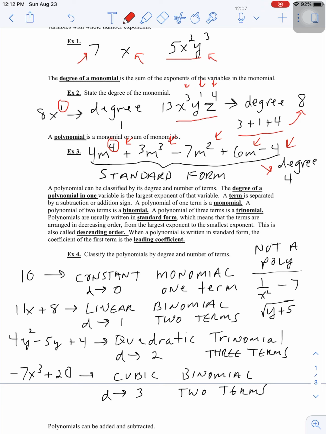I already explained that in example 3. This is also called descending order, which I mentioned as well. When a polynomial is written in standard form, the coefficient of the first term is the leading coefficient. So in example 3, since it's already written in standard form, if somebody were to ask you what the leading coefficient is, we would say 4 is the leading coefficient.